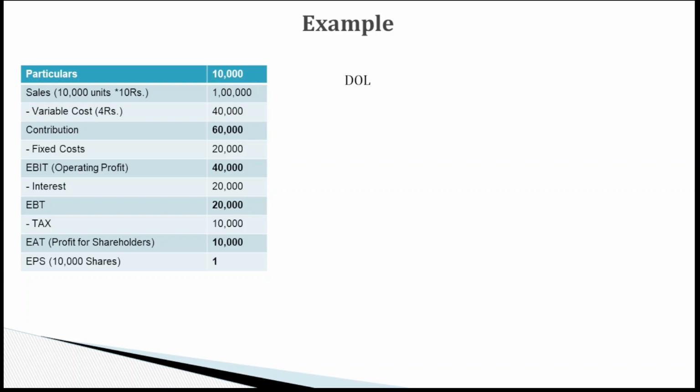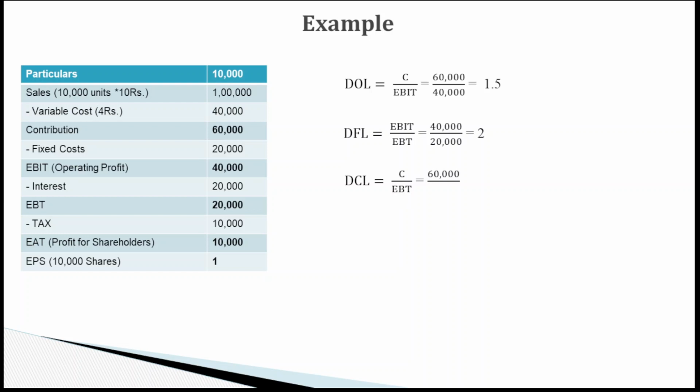Now let's see what the DOL, degree of operating leverage, is. The formula is C upon EBIT. Here C is 60,000 and EBIT is 40,000, so you'll get 1.5. So degree of operating leverage is 1.5. The degree of financial leverage is equal to EBIT upon EBT. EBIT is 40,000, EBT is 20,000, so we are getting DFL of 2. Degree of combined leverage is equal to C upon EBT. Contribution is 60,000, earning before tax is 20,000, so we'll get degree of combined leverage as 3 times. All these results are in times: 1.5 times, 2 times, 3 times.